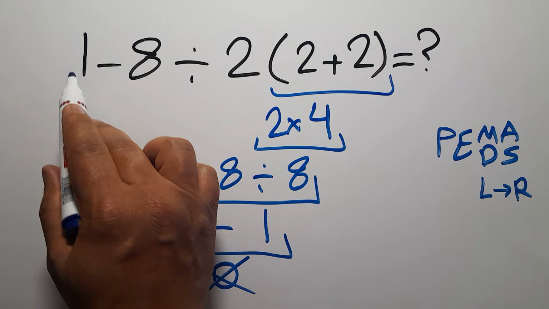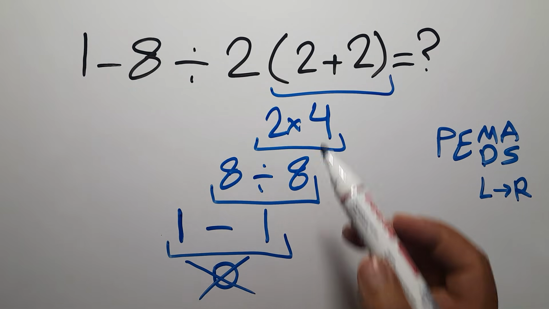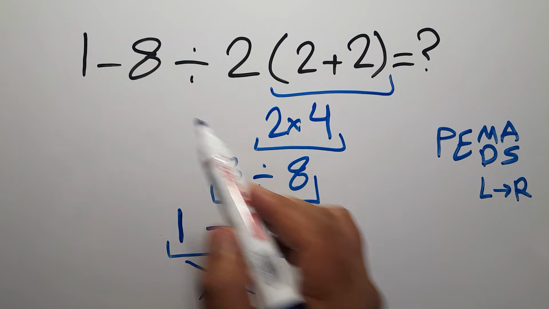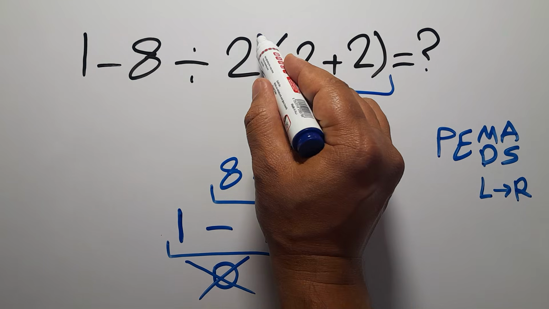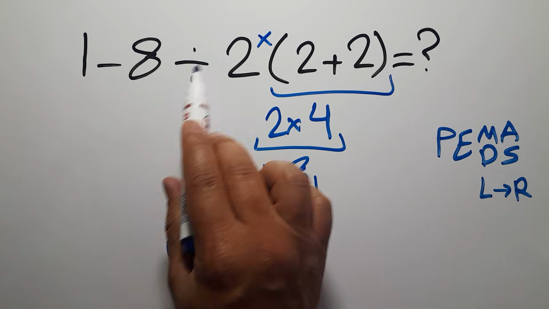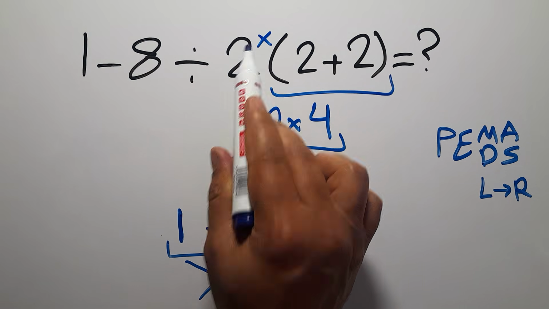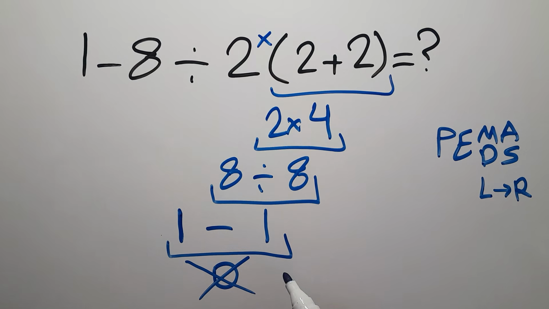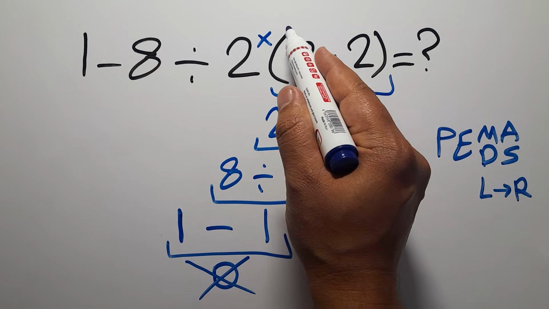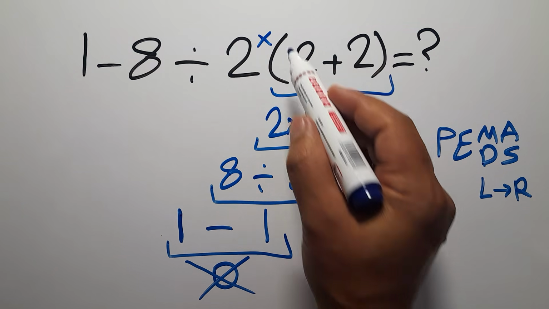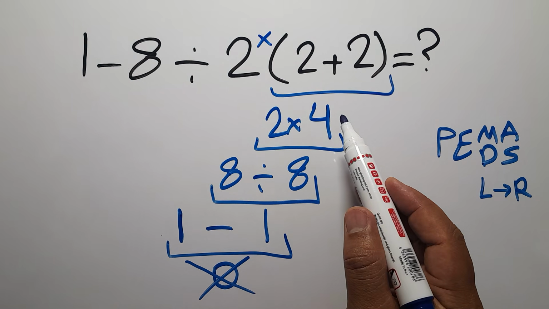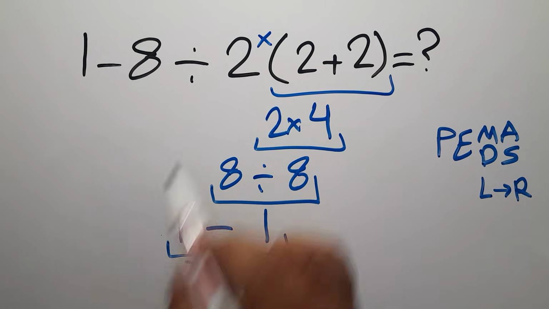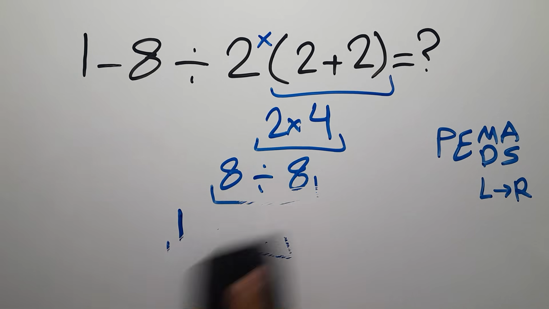and finally this subtraction. So after this parenthesis we have to do this division, not this multiplication, because division and multiplication have equal priority and we have to work from left to right. So the correct path is after this parenthesis we have to do this division, not this multiplication. Okay?